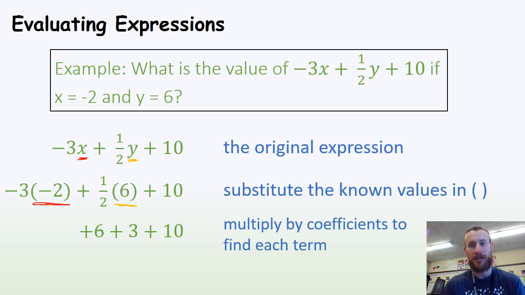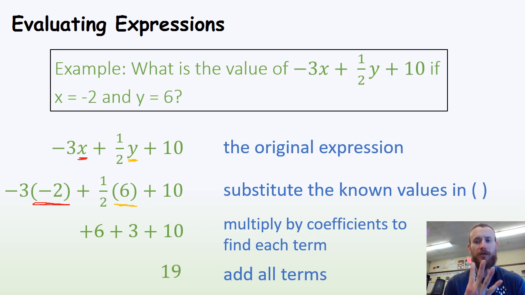And the very last step is we just want to add everything up. These are all positive numbers. Sometimes there's negative numbers, but add those up, you're going to get 19. And that's your final answer. That's the value of the expression. So this is what we mean by evaluating. And again, it would be the same number of steps every time. Basically, we have those 4 steps. We have the original expression, just as written, the expression with the substituted values, multiplying the coefficients to find the value of each term, and then adding them to get the value in the end.